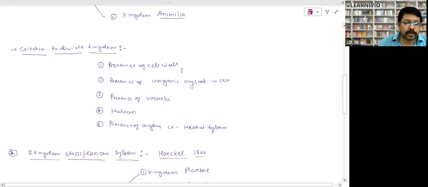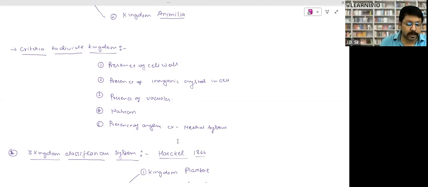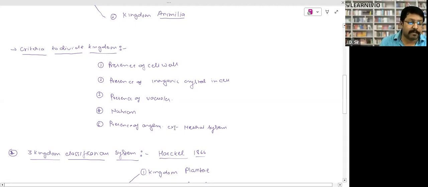Presence of cell wall: plants have it, animals do not. Presence of inorganic crystals: plants have them, animals do not. Presence of vacuoles: they are found in plants, not found in animals. Nutrition: plants can make their own food, but animals cannot. Presence of organs: plants do not have any organs, like excretory organs, but animals do have organs. So these were the 5 criteria behind dividing the two kingdoms.